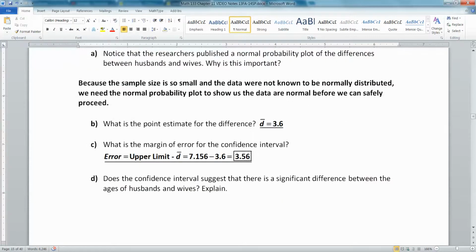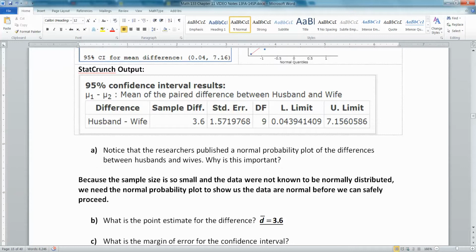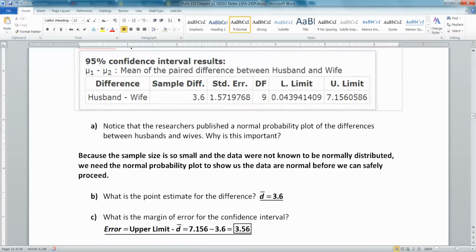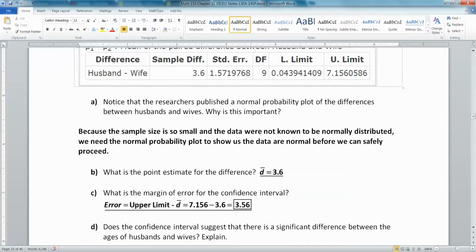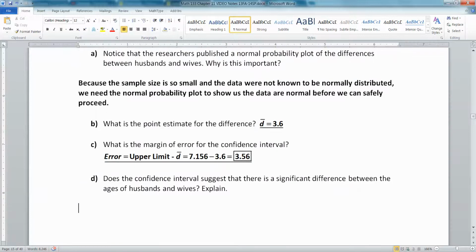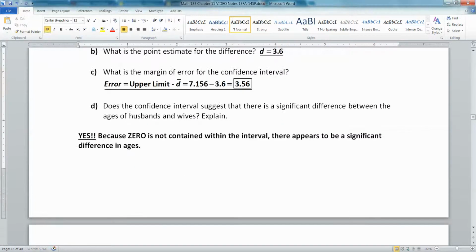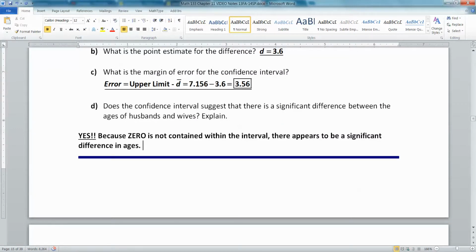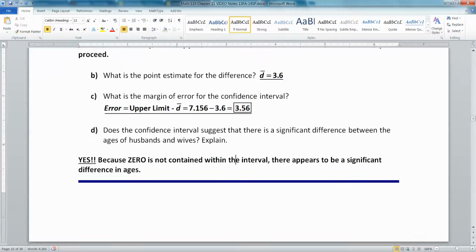Now, does this interval suggest that there's a significant difference between the ages of husbands and wives? Yes, because 0 is not contained in that interval. There appears to be a significant difference. There we go, that's all typed up. Since 0 is not contained in the interval, there appears to be a significant difference.